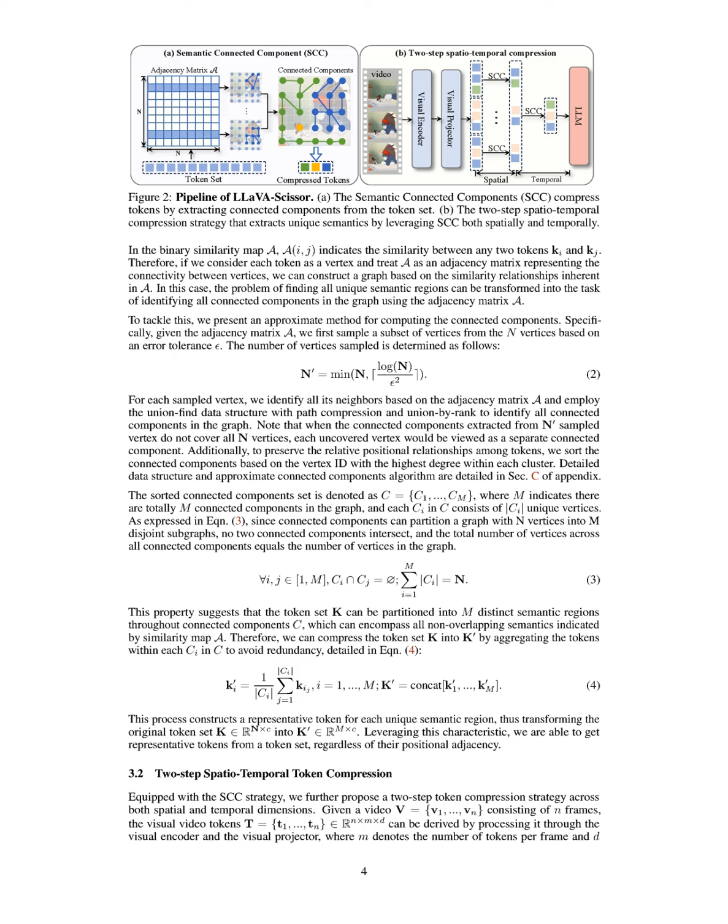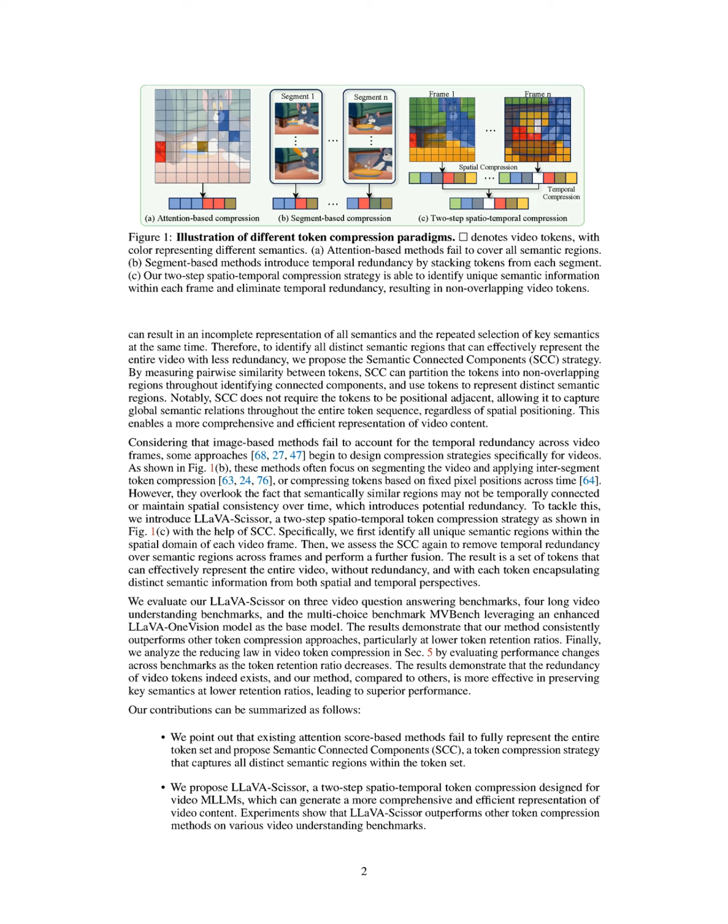Next, the SCC strategy employs a union-find data structure to identify connected components within this graph, effectively partitioning the tokens into non-overlapping regions. Finally, each connected component is aggregated to form a representative token, thereby compressing the original token set into a reduced set that encapsulates all unique semantic regions without redundancy. This method ensures that the compression captures comprehensive semantic information, while disregarding positional adjacency among tokens.